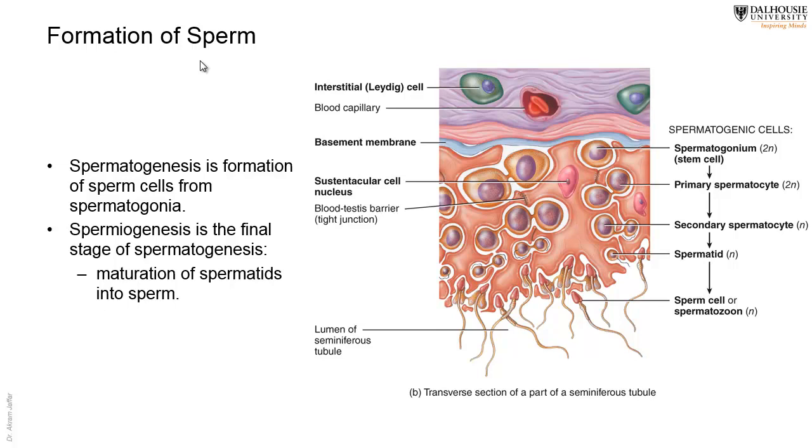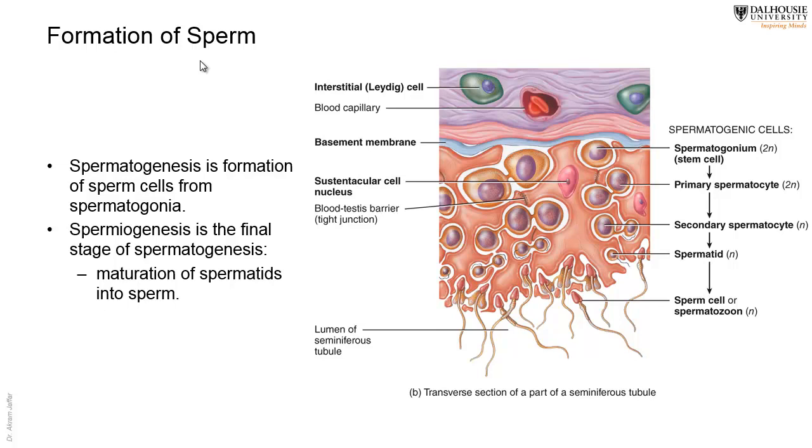This process is just a process of change of shape. There is no cell division. The cell doesn't divide, but it just changes its shape into a mature sperm. So this process is called spermiogenesis. It is the final stage of spermatogenesis, we call it the spermiogenesis. The entire process takes about 70 days.